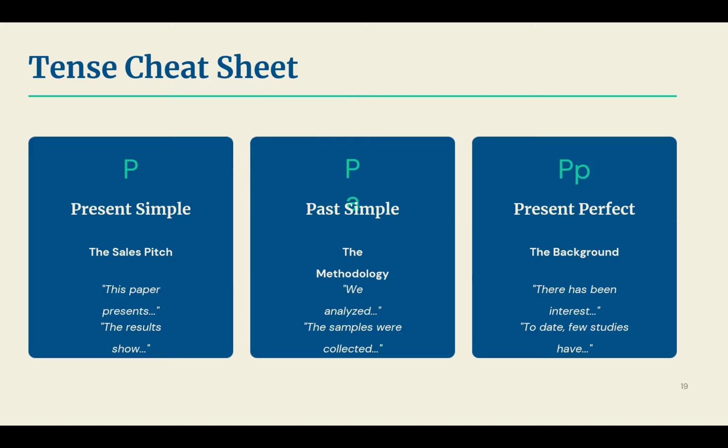What are we going to indicate in past simple? Actually, your result is an outcome of the method that you applied and the experiment you did. So your methodology should come in past tense because you have applied it, you have done it, right? So when you are dealing with the methodology aspect of your abstract, that should go into simple past. We analyzed, the samples were collected, and so on.